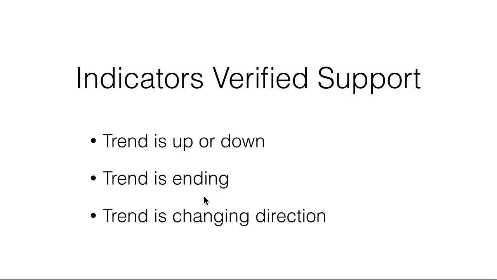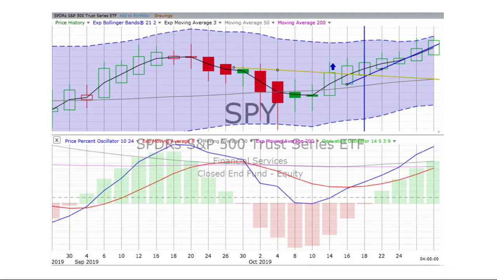Sometimes it bounces off the signal line, and the signal line is what we see on the bottom half of the screen. It is the red line. The blue line is the price percent oscillator. That is our main indicator. It is a percentage version of the MACD, or the moving average convergence divergence indicator. What do all these words mean? They are simple mathematical formulas that help you look and see which way price is moving.